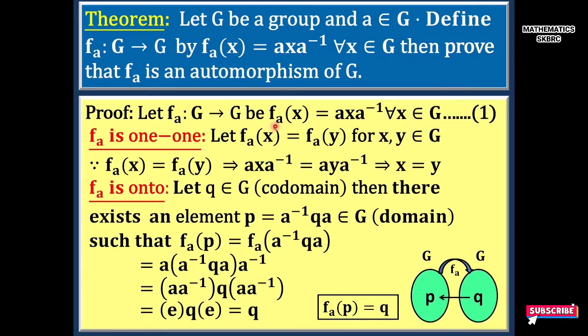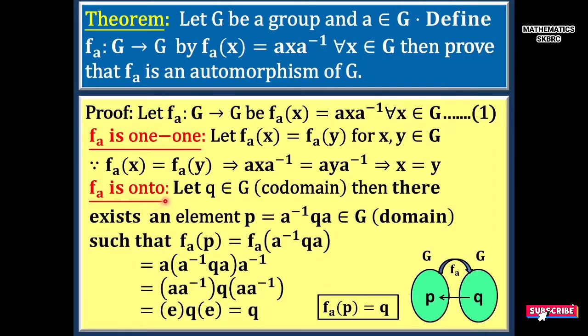For x belonging to G, f_a(x) = a x a inverse. By using cancellation laws, since G is a group, cancellation laws hold in G. By using left cancellation law, a cancels, and right cancellation law, a inverse cancels, we get x = y. f_a(x) = f_a(y) gives x = y. Clearly, f_a is a one-one mapping. Second one, f_a is onto mapping.